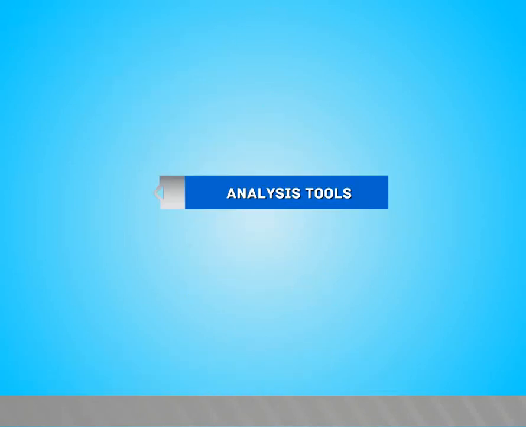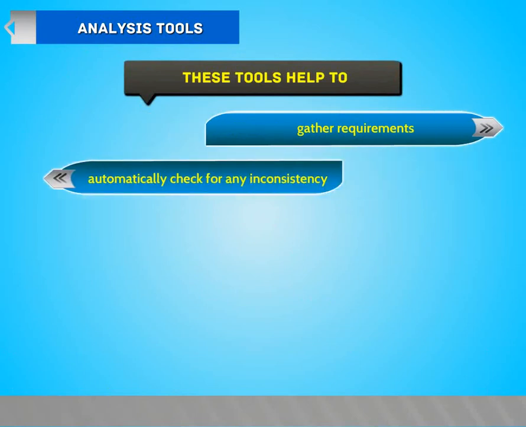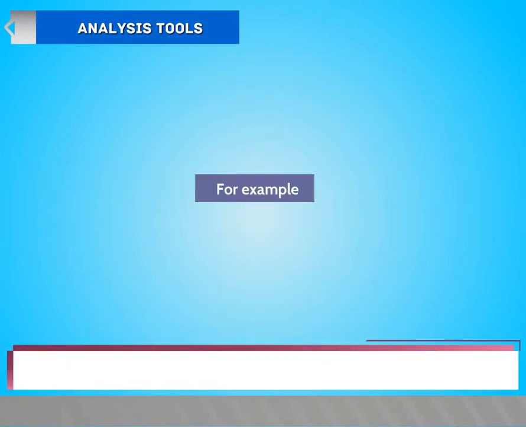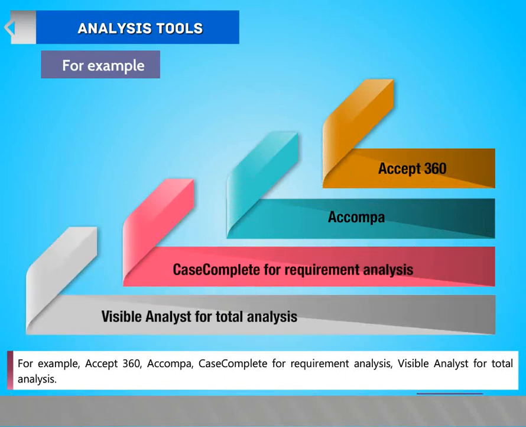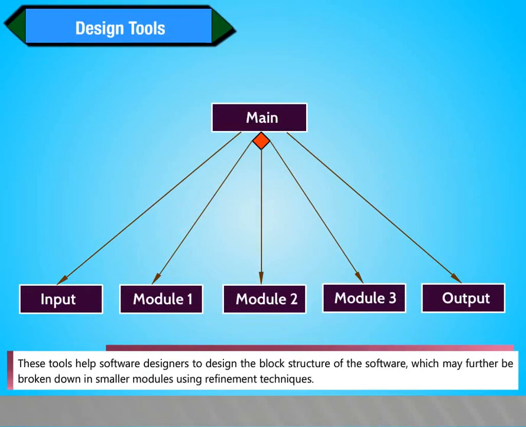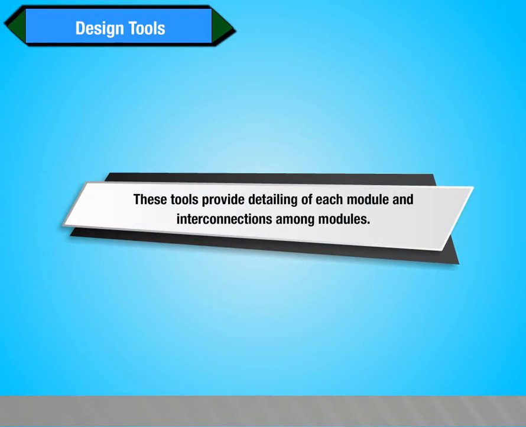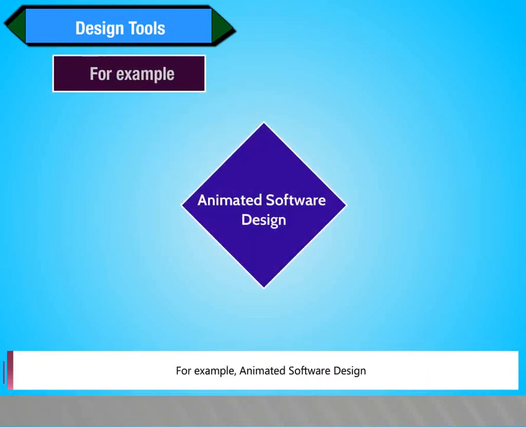Analysis tools. These tools help to gather requirements, automatically check for any inconsistency, inaccuracy in the diagrams, data redundancies, or erroneous omissions. For example, Accept 360, Acampa, Case Complete for requirement analysis, Visible Analyst for total analysis. Design tools. These tools help software designers to design the block structure of the software, which may further be broken down into smaller modules using refinement techniques. These tools provide detailing of each module and interconnections among modules. For example, animated software design.